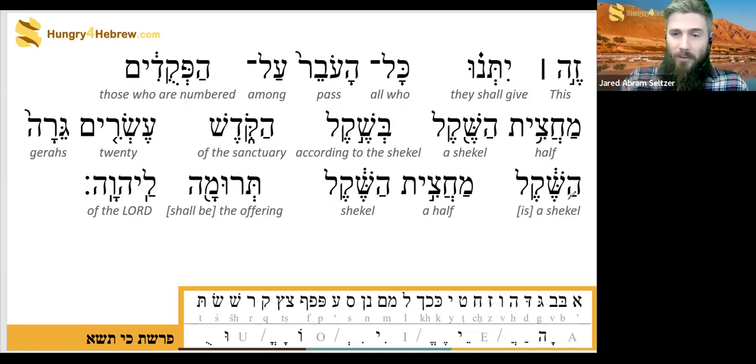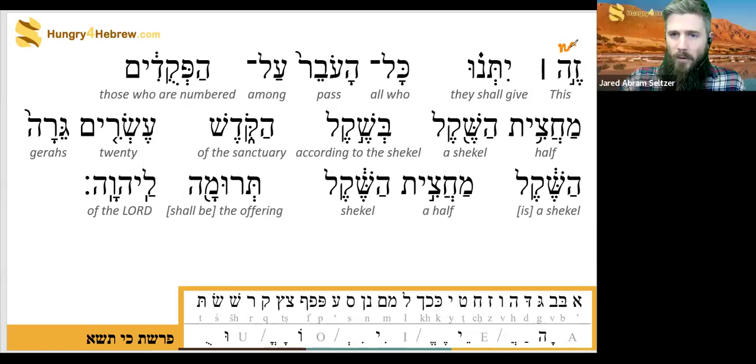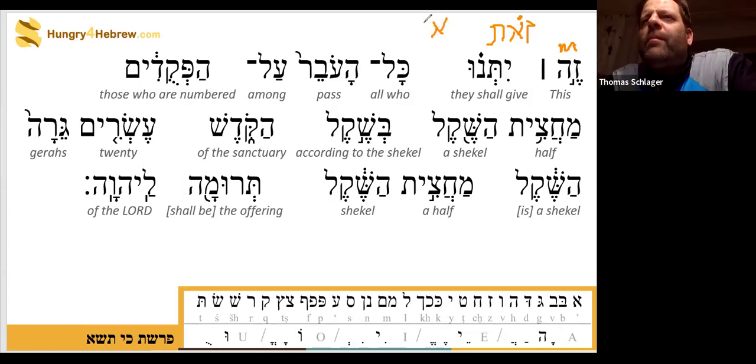All right, so this ze is our near demonstrative. Is it feminine or masculine? Masculine. What's the feminine form? Zot. What's the plural form? Ele.